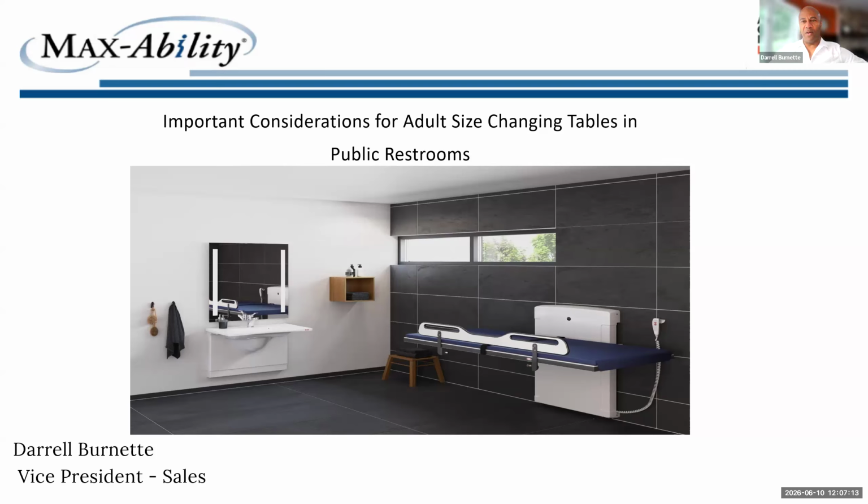As Zach mentioned, we're getting into the important considerations for adult size change tables in public restrooms. I know there's probably some people here from the US and Canada. I'm going to speak mostly to the US, but I'm going to go in broad strokes. Anytime it comes to building code, always check your local building code. Here in the US, it can change from state to state. So I would love to say this is the one thing that's required, but I can't say it. Once you've been in one state, you've been in one state.